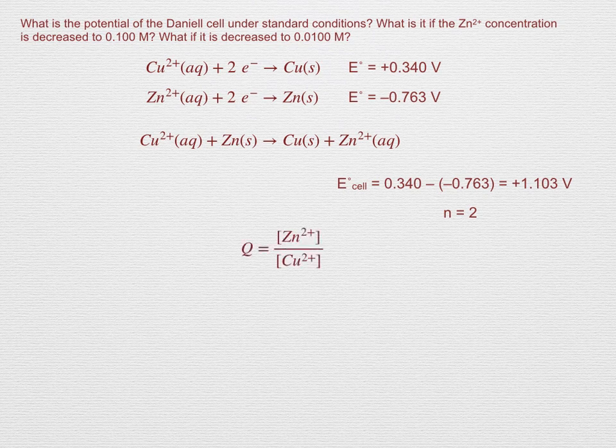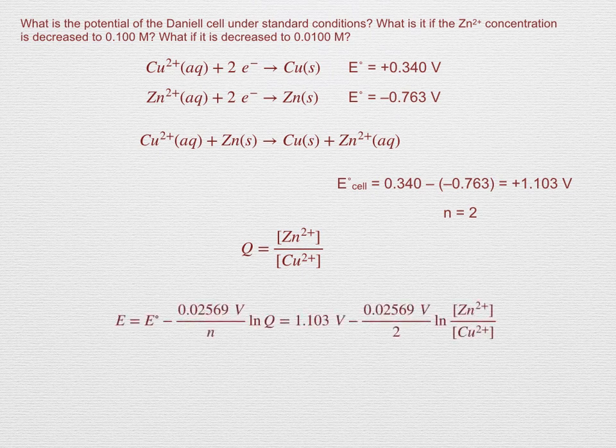Look at the reaction equations. We see that, as written, 2 electrons are transferred from the zinc to the copper, so n is equal to 2 for this reaction equation. The reaction quotient Q is formed by remembering products over reactants and leaving out the solid phase material. Their activities are just 1, so Q is then zinc 2+ over copper 2+. The Nernst equation is this.